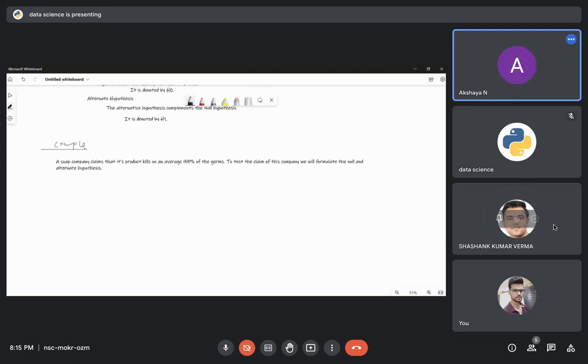Let me write the one-tail and two-tail first, and then I can explain this part. Are you able to read this statement, whatever I wrote? I wrote it in Word. Okay, let me zoom in a little. Yeah, that's fine.